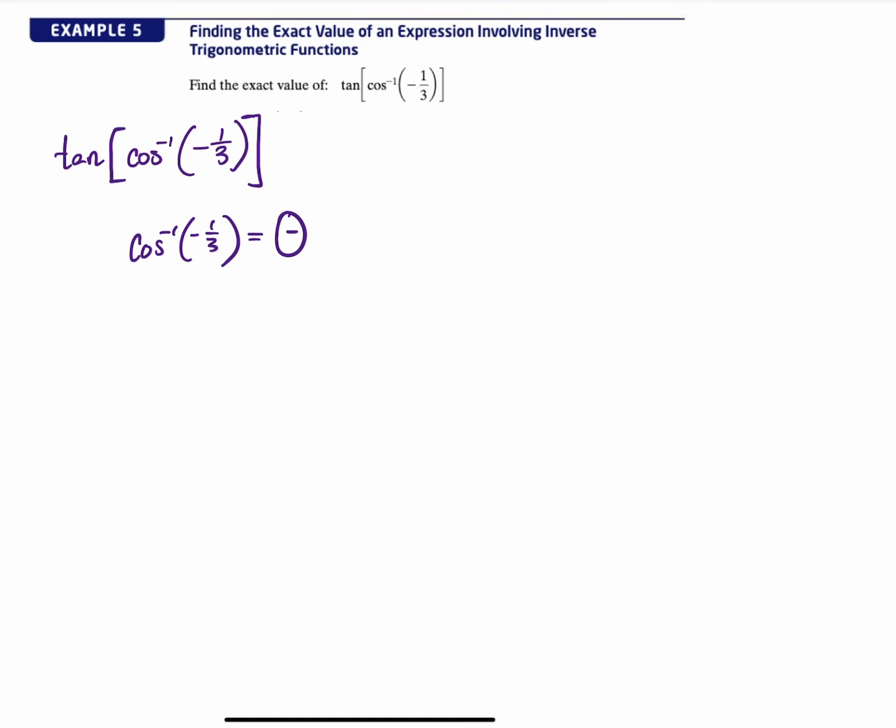And let's remember that the inverse cosine is bound between 0 and pi. We'll take the cosine of both sides, so negative 1/3 equals the cosine of theta. So theta must be, if the cosine is negative, somewhere in the second quadrant. So we will get some triangle like this.